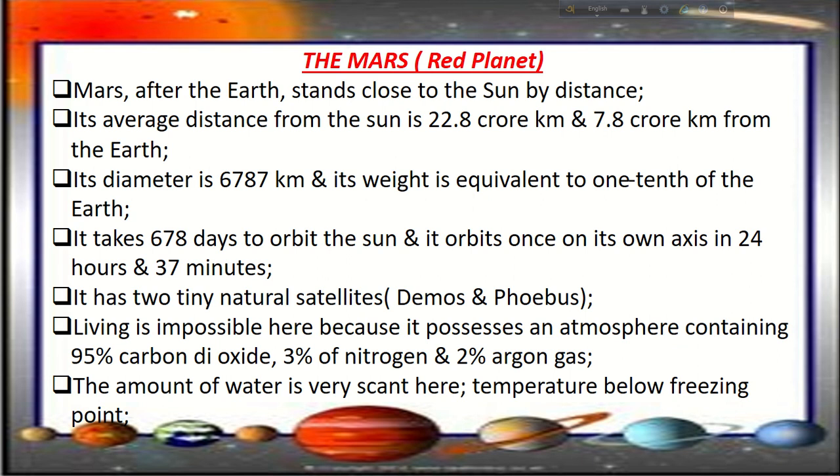atmosphere containing 95% carbon dioxide, 3% nitrogen and 2% argon gas. The amount of water is very scant here, and the temperature is below freezing point. Its surface is covered with gorges and vast volcanoes. The red color comes from iron oxide in its soil. So it is known as the red planet.